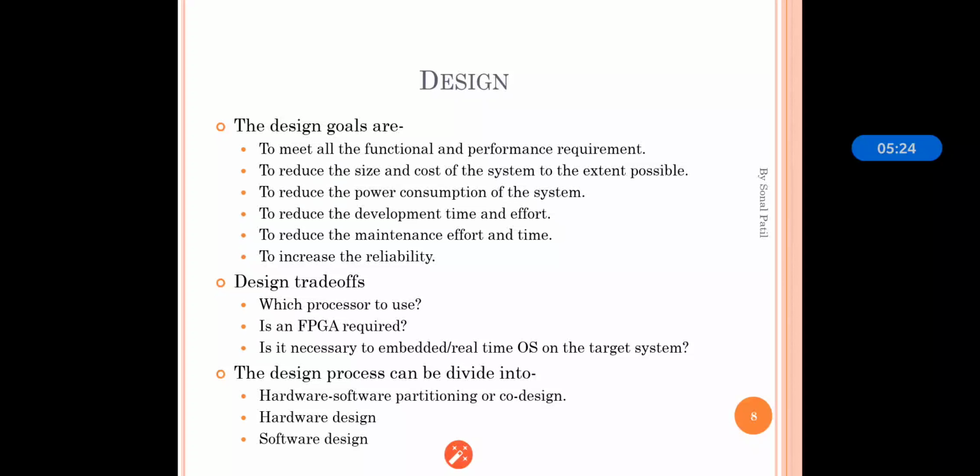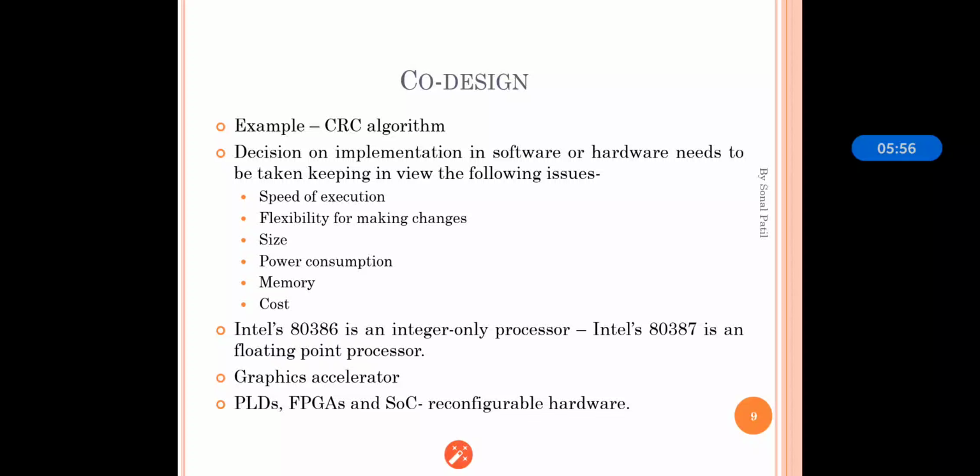The design process can be divided into two parts: hardware and software design. As the design is divided into two parts, it is also called hardware and software partitioning. As the design has these two partitions, it is also called co-design, and that's why it is called hardware-software partitioning or co-design. That is nothing but hardware design and software design.